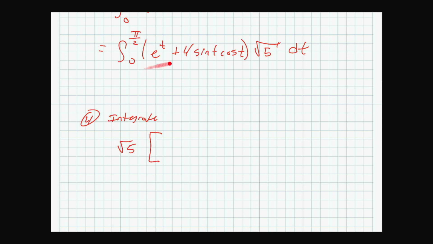And if we're looking for an antiderivative, the antiderivative of e to the t is simply e to the t. The antiderivative of sine t cosine t, well, that's your u, that's your du, right? I don't really need to write it out. u equals sine t, du is cos t dt. And so when you integrate u du, you get u squared over 2. So you end up with 4 times sine squared t over 2, and then that goes from 0 to pi over 2.